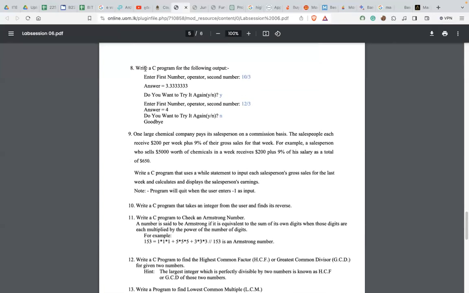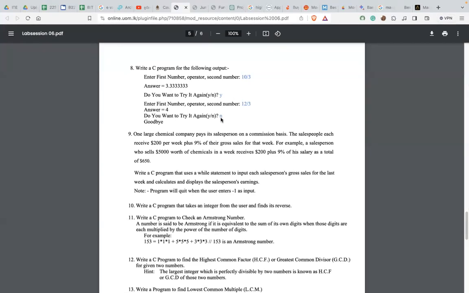And did you try question number 8? I think there is a mistake. That means you cannot take 10 divided by 3. There should be spaces. That means 10, space, then divide, space, then 3. The input should be separated by spaces. I think in this example, the space is missing. Okay, now you guys ask for the question.